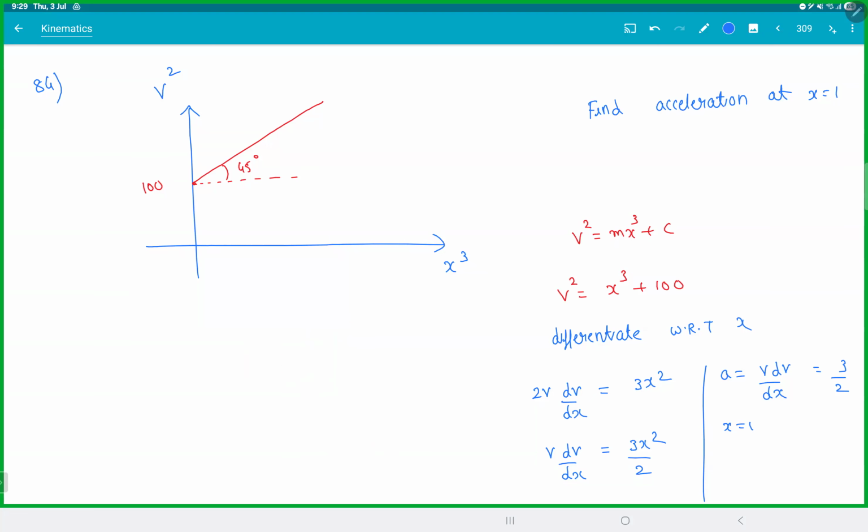Any doubts on this? Go take a small break. Come back by 9:35. Any doubts so far? Yeah, most of you got 3 by 2. Okay, come back in 5 minutes.